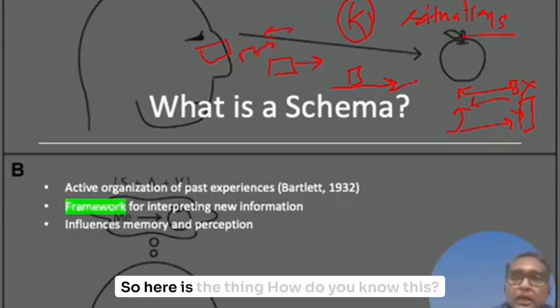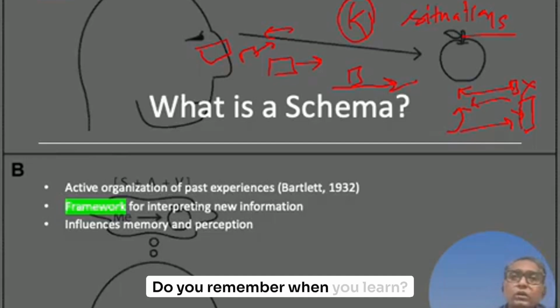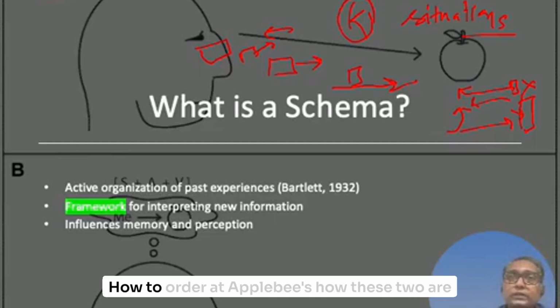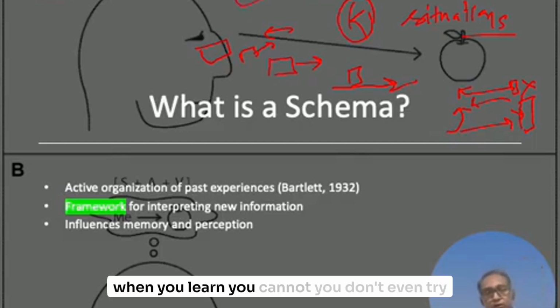So here is the thing. How do you know this? Do you remember when you learned how to order at McDonald's? How to order at Applebee's? How these two are different? Can you give me one instance of when you learned? You cannot. You don't even try.